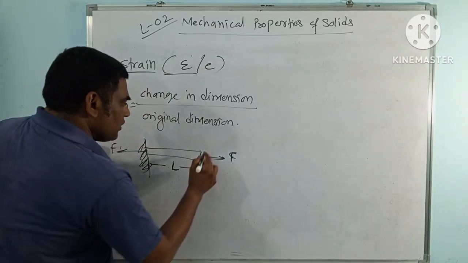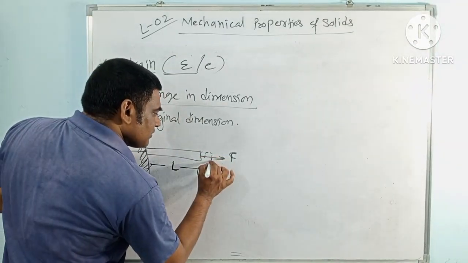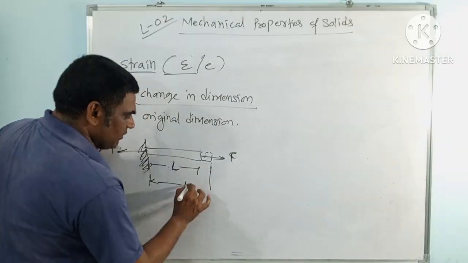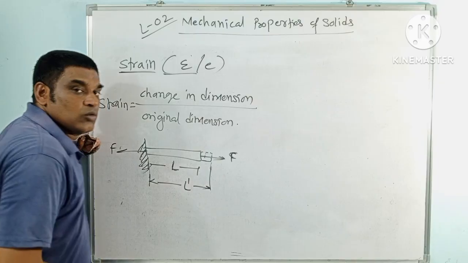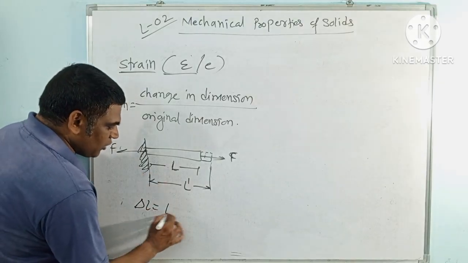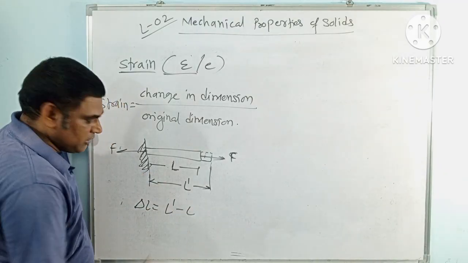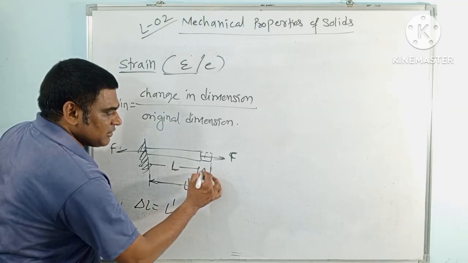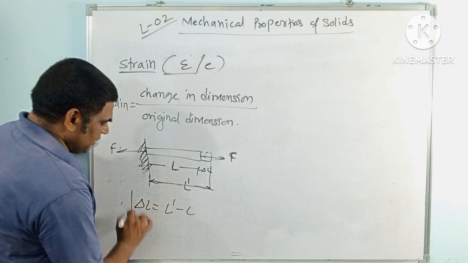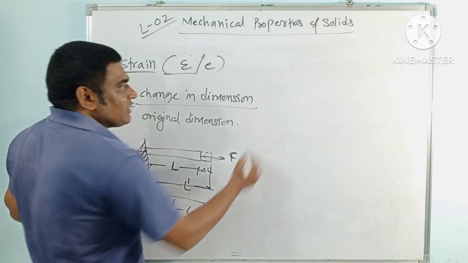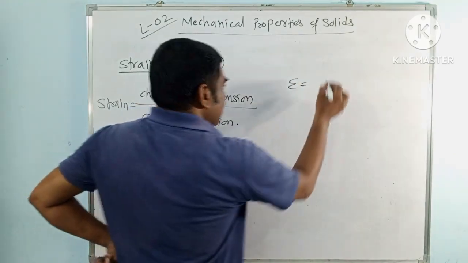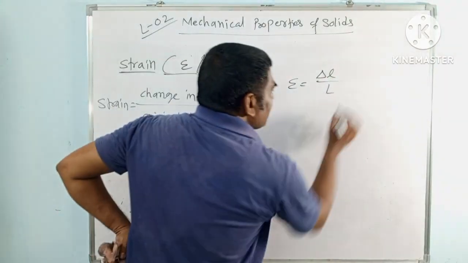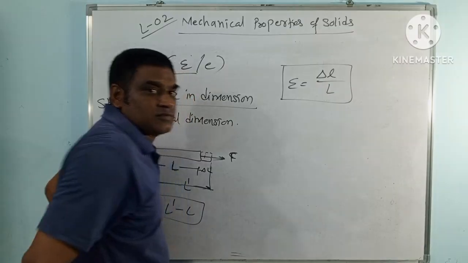So due to this force, what will happen? This is the new length, L dash. So what is the change in length? New length minus original length. This is the change in length. Okay. Now, what is the strain then? Strain is equal to change in length, delta L, divided by original length. Original length is L. So this is your strain.